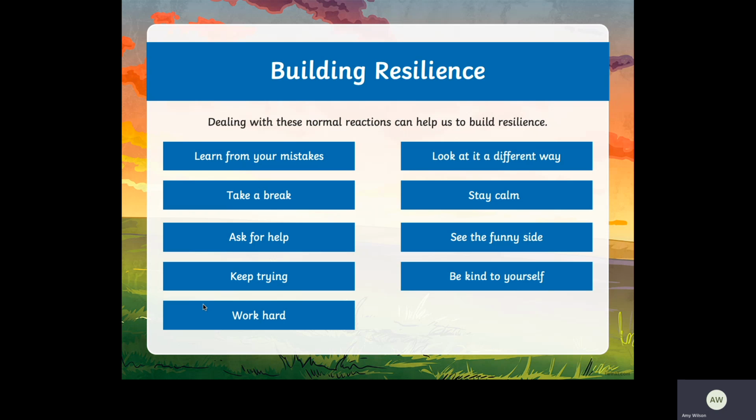Maybe you could take a break. So when things just keep going wrong and wrong and wrong, and it's like a game of Jenga and everything just keeps falling down, sometimes you just need to take a break. Maybe go for a little walk, play a game, do something that will cheer you up, read a book.